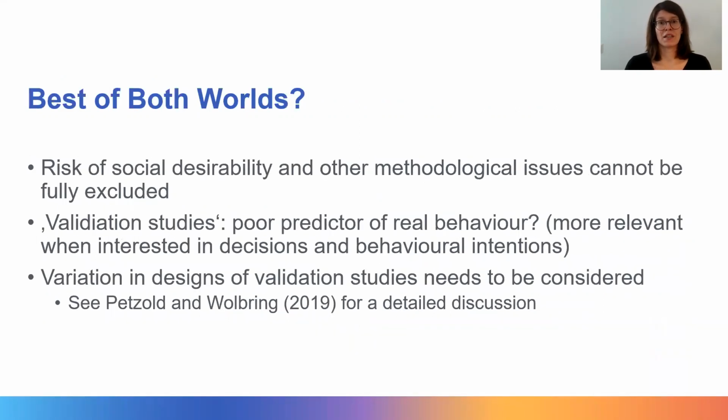Despite these advantages, there has been some discussion about the validity, specifically the external validity, of factorial surveys. For example, the risk of methodological effects known in survey research, such as social desirability, can be mitigated but not fully excluded. Also, so-called validation studies have compared the results of factorial surveys and other types of survey experiments to real behavior, providing mixed evidence as to the external validity of these kinds of experiments.